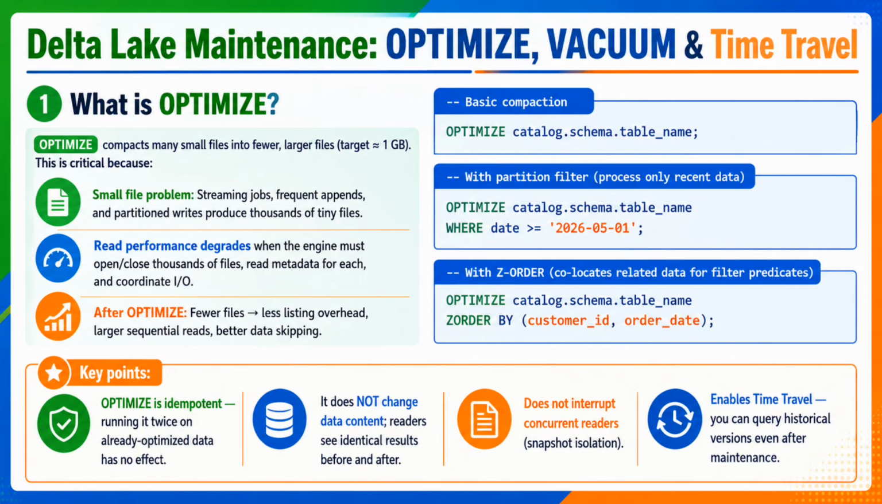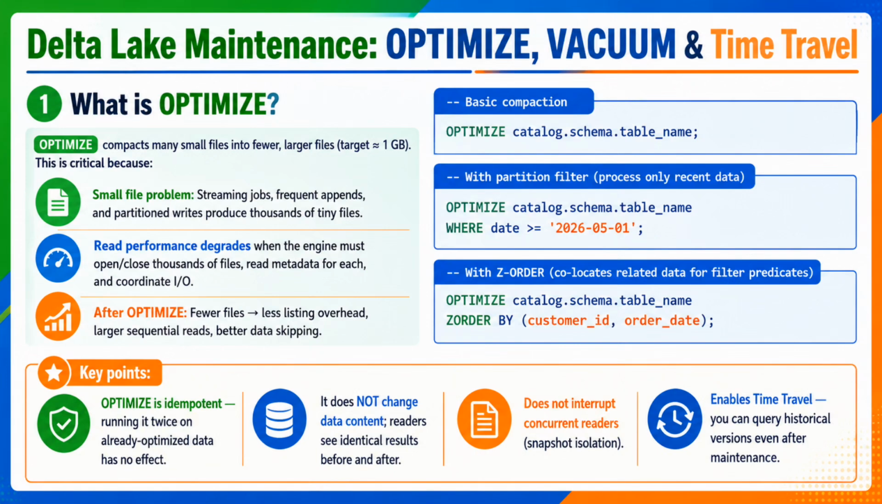Now, let's look at the basic syntax. We can simply run optimize catalog.schema.tablename. This performs basic file compaction on the Delta table. But what if the table is very large? We may not want to optimize the entire table every time. Instead, we can process only a specific portion of the data using a partition filter.